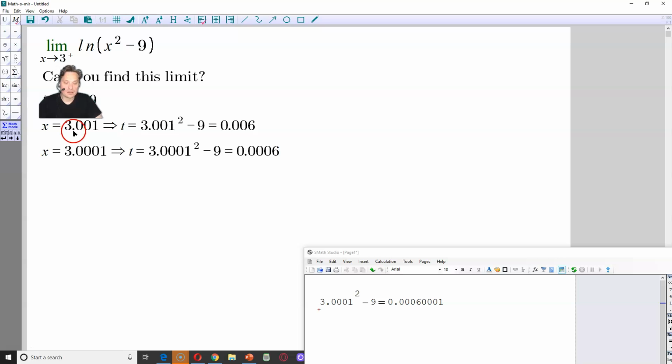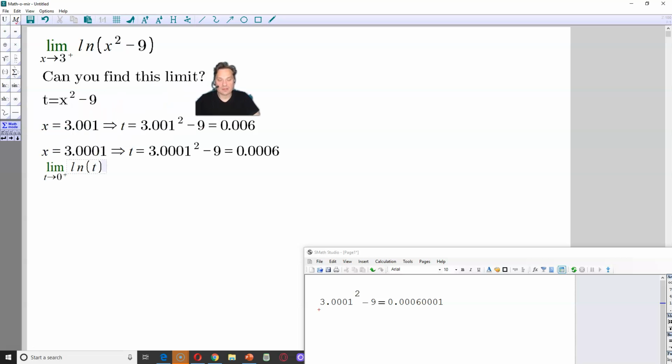So notice the pattern. Here you see x is getting closer to 3. It's 3.001, 3.0001. Each of those values is getting close to 3 from the right of 3. That tells you the resulting effect on t is that it's 0.006, 0.0006. Each of those values is close to 0, but still to the right of 0. You see that? You want to be able to see that pattern. Really important. So the next step, what this allows me to do is write the limit as t approaches 0 from the right of ln of t.